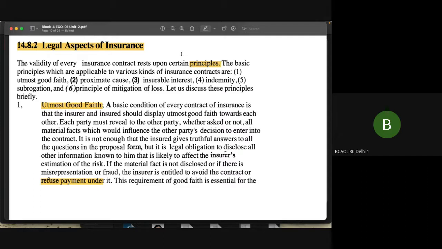Like suppose you are getting this building insured, and you know that this building has a very rickety structure, and it may collapse, or you know that there are a lot of thefts happening in your nearby surroundings, or your wiring is not good. So you know all these things, and you still don't tell the insurance company. So this is not good.